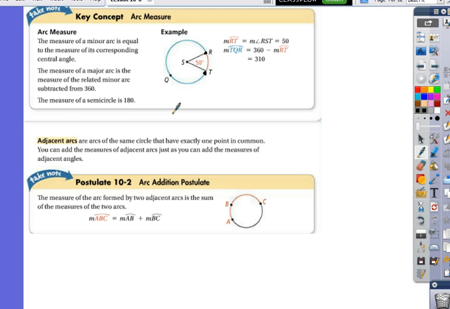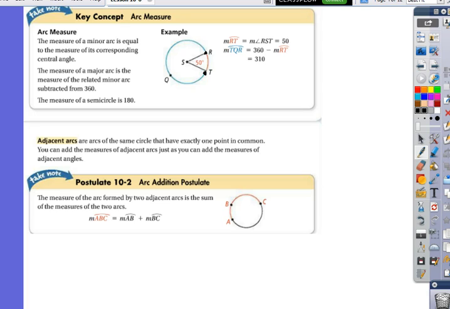Now, in this example up here at the top, they also find the measure of arc TQR. So TQR is the blue arc. But it didn't have a number to go with that, so how did they figure it out? Well, they know that the whole circle is 360, and the part of the arc that we don't want in the circle is 50 degrees. So 360 minus 50 is 310.